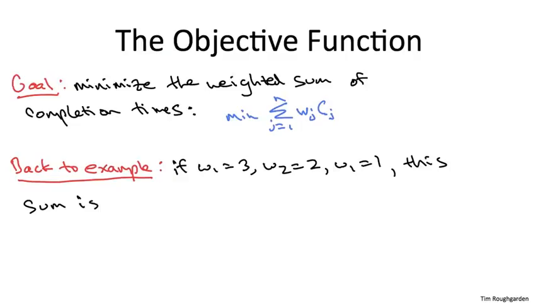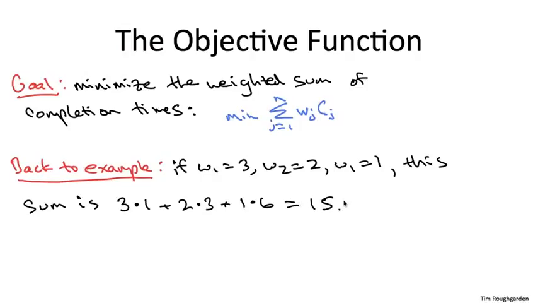In this case, the weighted sum of completion times in the schedule in the previous slide, well, first we begin with the first job, which has weight 3. Its completion time, remember, was 1. Then we have the second job with weight 2. Its completion time was 3. Then we have the third job with weight 1. Its completion time was 6. So we sum up the weighted completion times, and we get a total of 15.